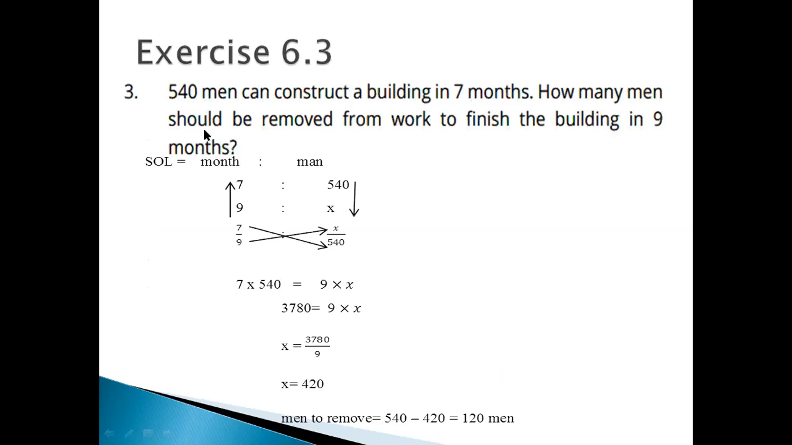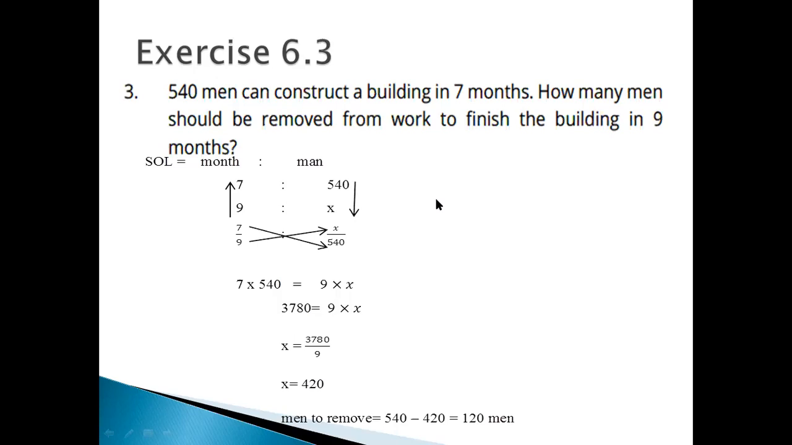Question number 3: 540 men can construct a building in 7 months. How many men should be removed from work to finish the building in 9 months? Now this is not direct proportion. This is indirect proportion. How?